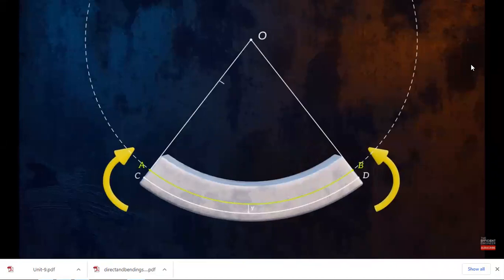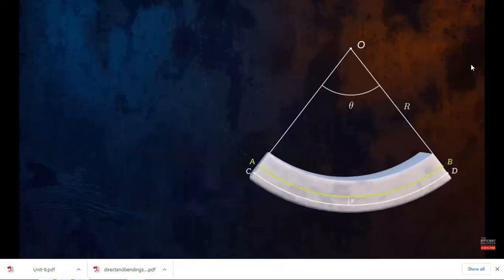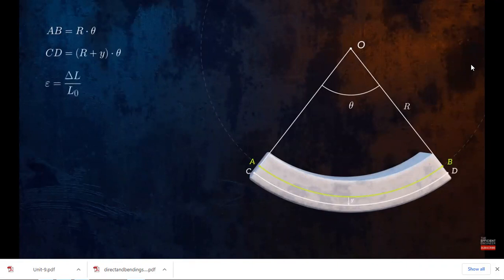If theta is the angle of the arc and r is the radius of the arc to the neutral axis, we can calculate the length of the arc between A and B, like this, and we can calculate the length of the arc between C and D in the same way. Strain is defined as the change in length divided by the original length, and so we can derive an equation for bending strain at any distance y from the neutral axis.